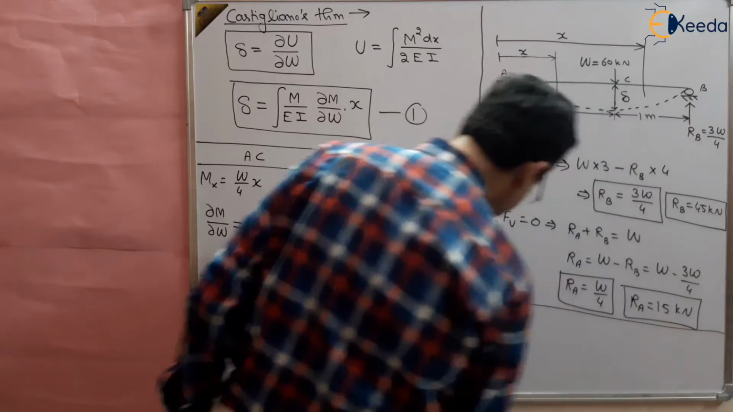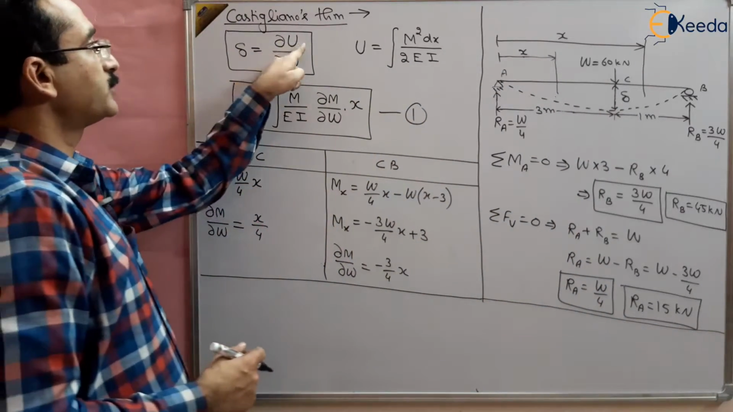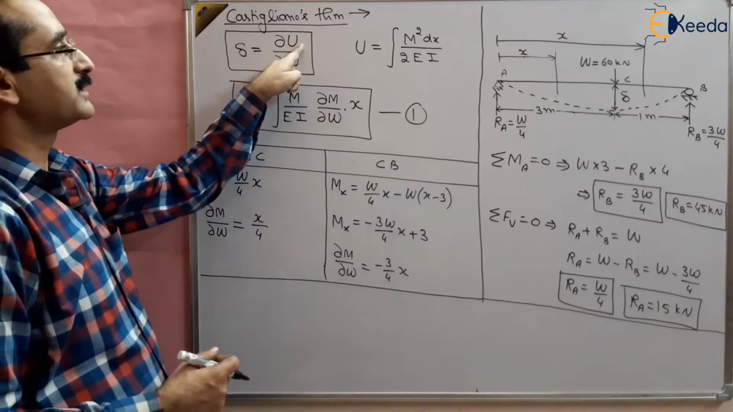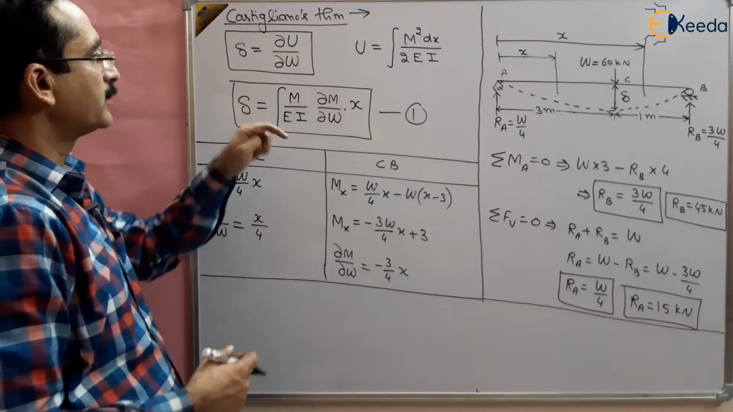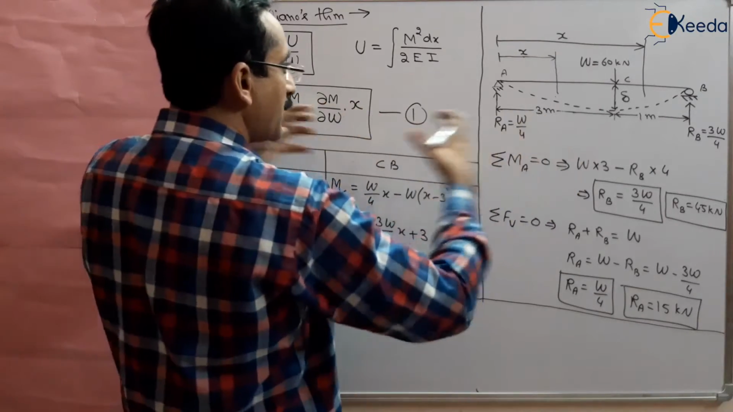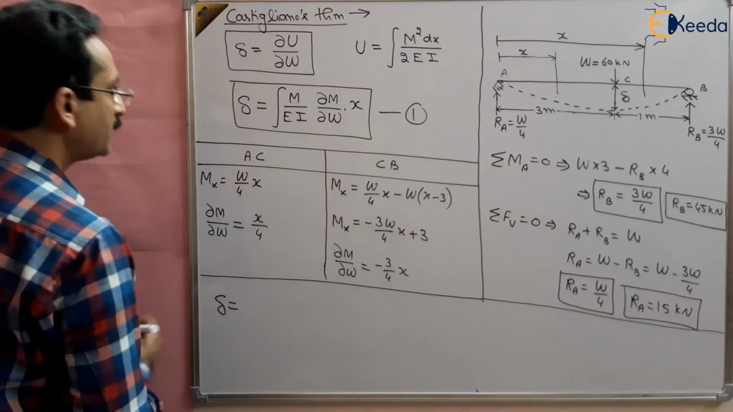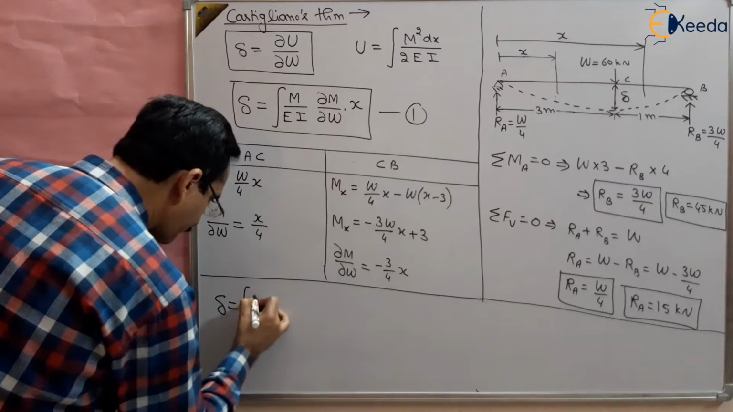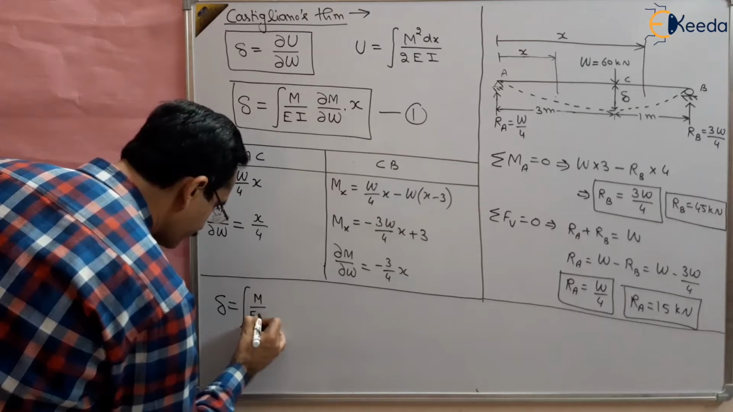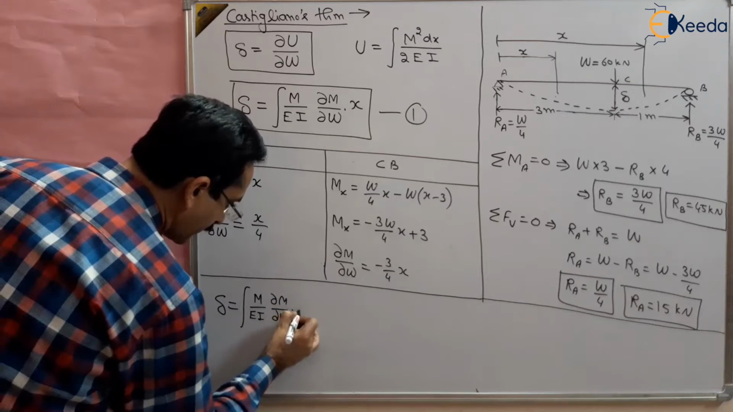Put these values in this delta. Because the strain energy is the total strain energy with respect to the load at which deflection is required, we need to use the entire beam now, right? So delta will be equal to integral of M by EI, del M by del W into dx.